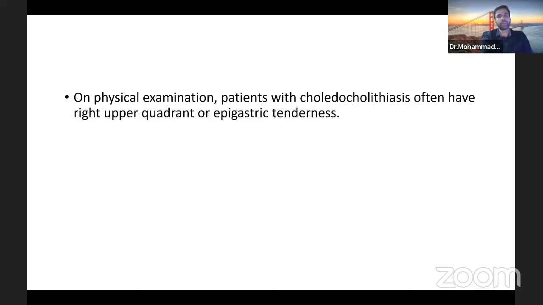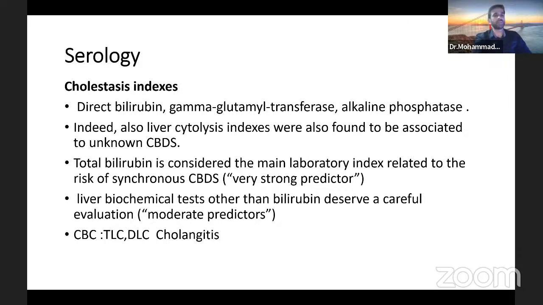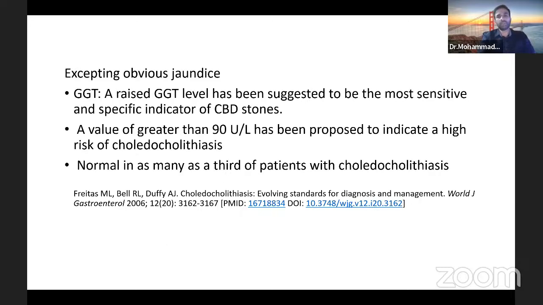So what are the markers if the patient is having infection? They can have raised TLC and DLC, and usually direct bilirubin is raised, along with gamma glutamyl transferase and alkaline phosphatase. Total bilirubin is considered the main laboratory index related to the risk of synchronous common bile duct stones in the presence of cholelithiasis. When there is no jaundice, raised GGT levels have been suggested to be the most sensitive and specific indicator of CBD stones. A value greater than 90 units per liter has been posed to indicate a risk of choledocholithiasis.